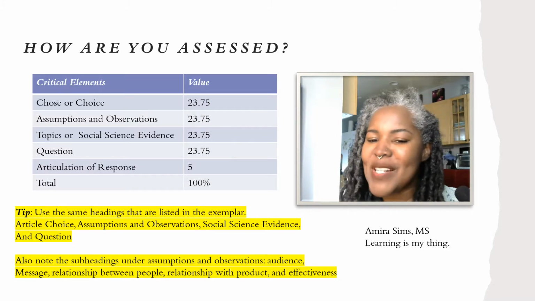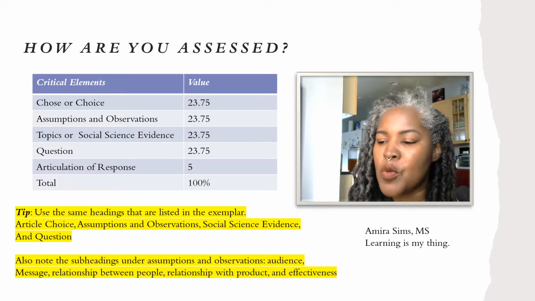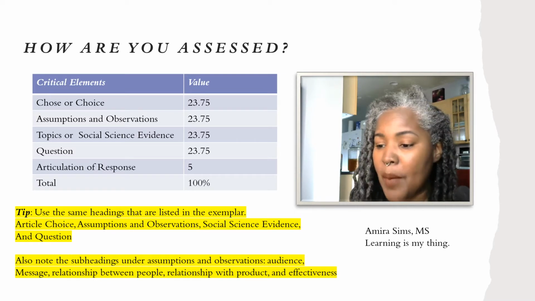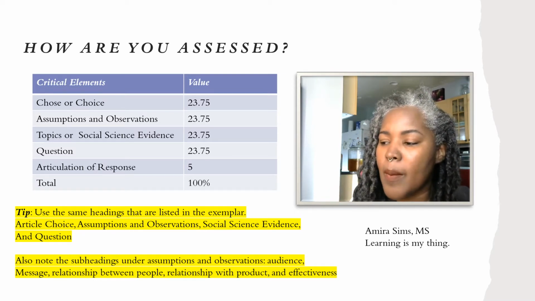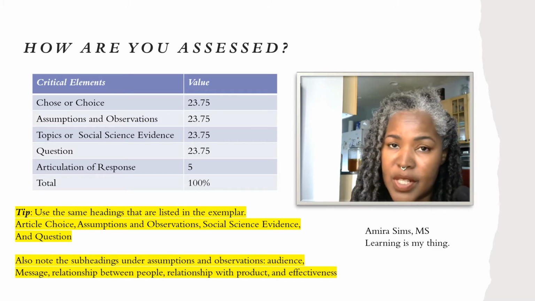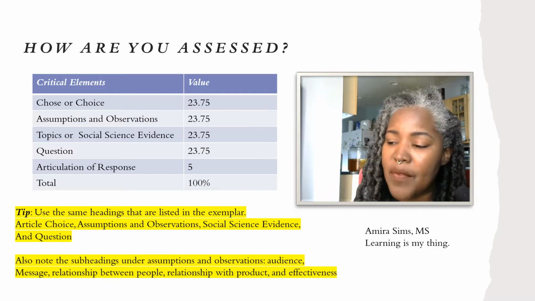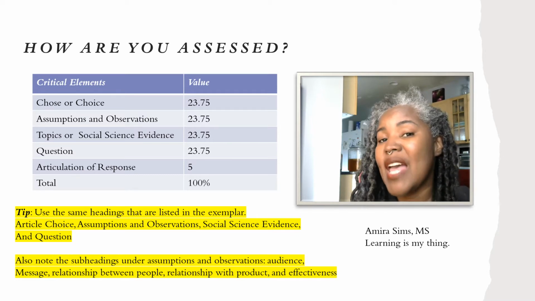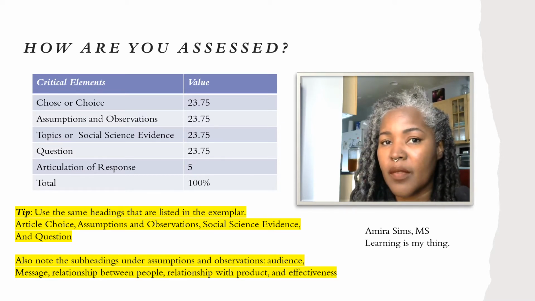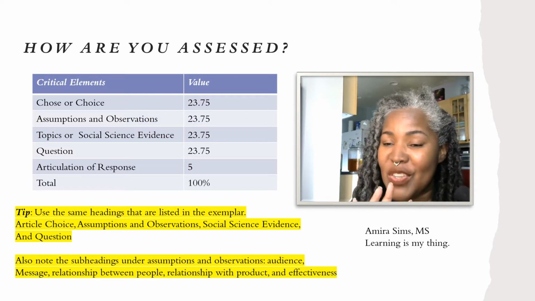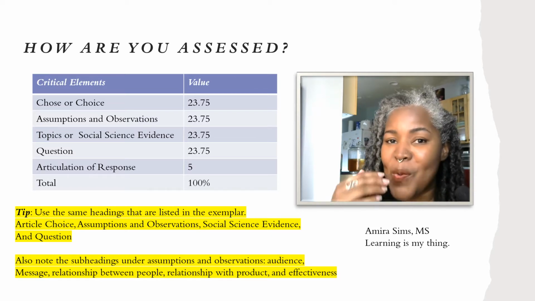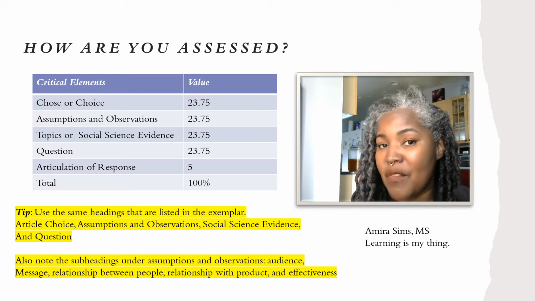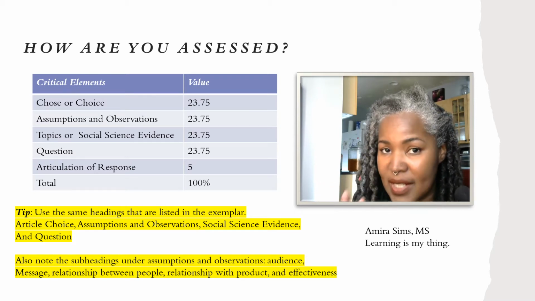All right, so now we're down to the nitty-gritty. In all of the different sections, so all 5 criteria, you're going to be rated either exemplary, which is 100%, proficient, which is 85%, needs improvement, which is 55%, or not evident, which is 0%. Okay, so for the first column, why did you choose these advertisements? This was worth 23.75% of this particular assignment.